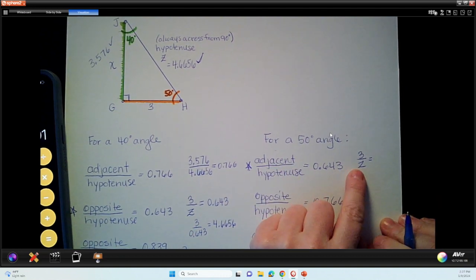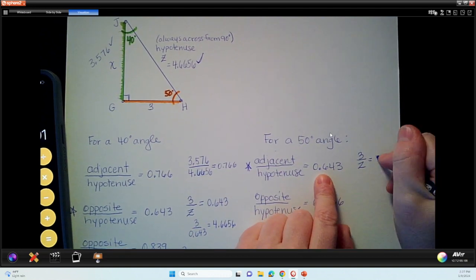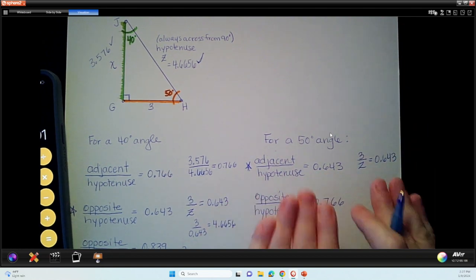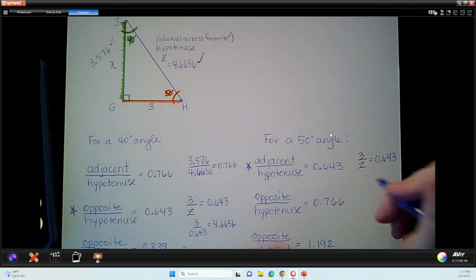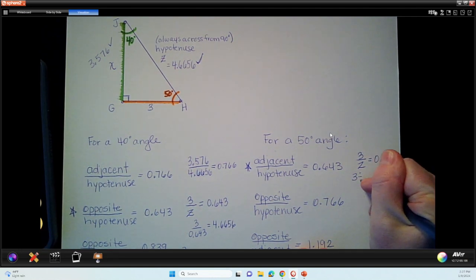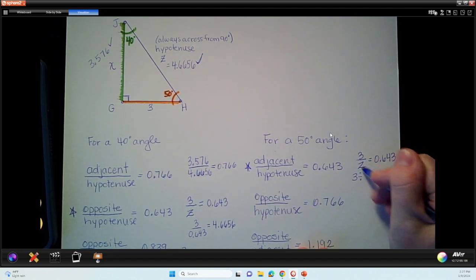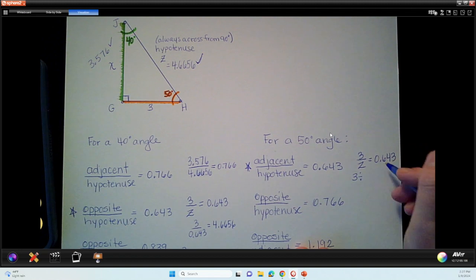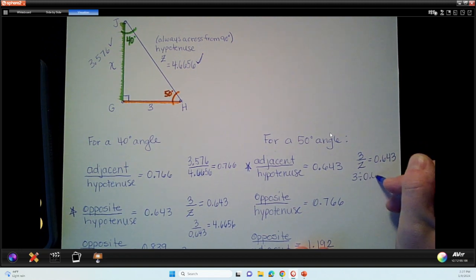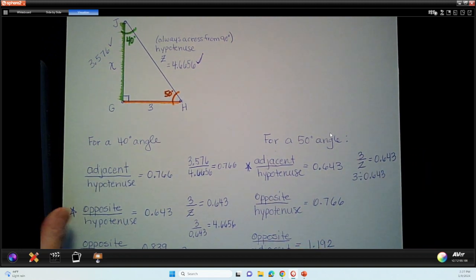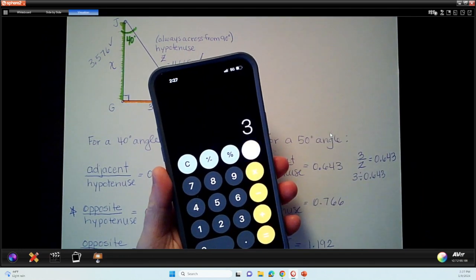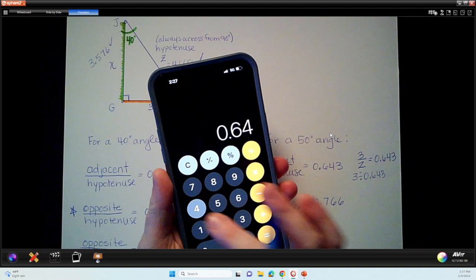I know that 3 divided by z is going to equal 0.643. This is proven. I know this is going to be true. So if I just divide 3 divided by, because remember I'm missing my bottom number, the denominator. When I'm missing the bottom number, the denominator, I actually need to divide these two. 3 divided by 0.643. Let's see what we get.